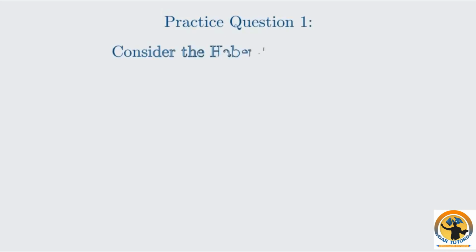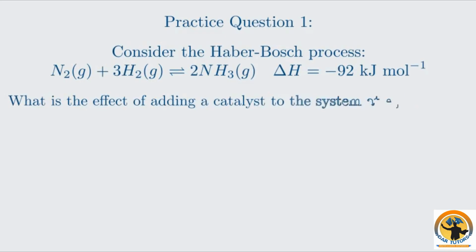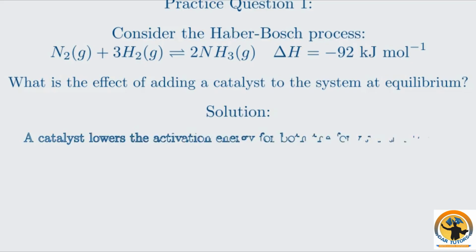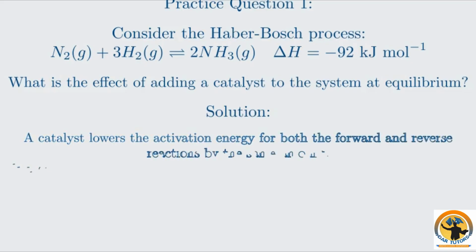Question 1 asks how adding a catalyst affects the equilibrium of the Haber process. Think about what a catalyst does. Solution. A catalyst lowers the activation energy for both the forward and reverse reactions by the same amount.